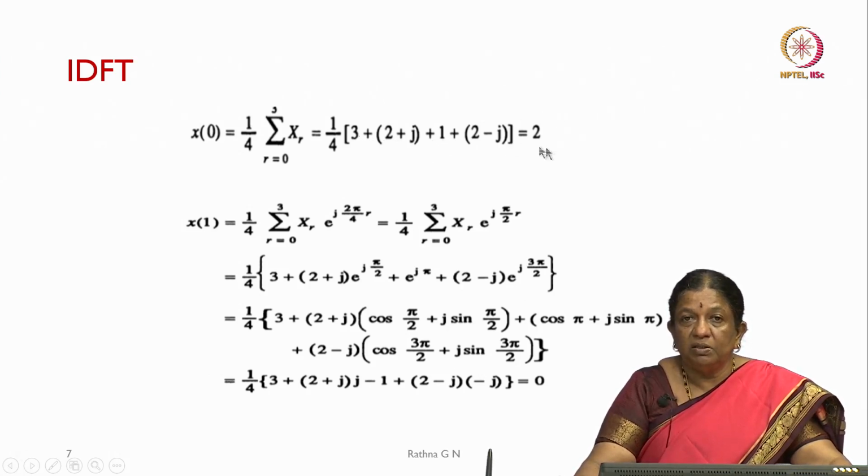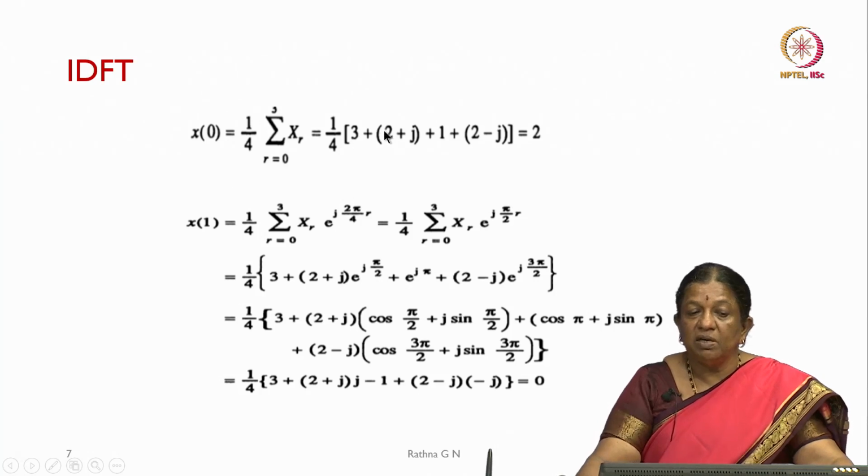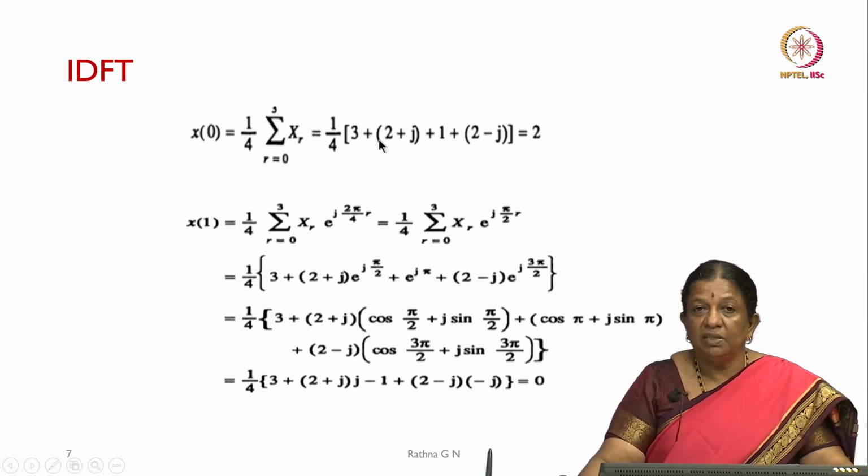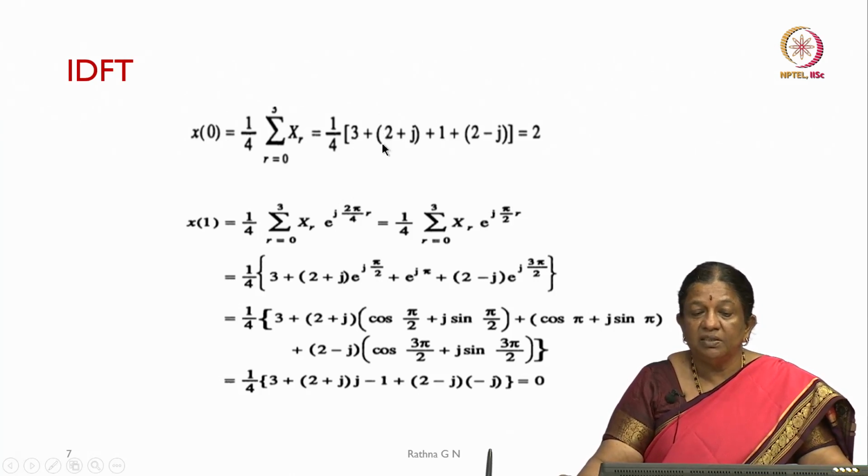So, you are already seeing that we have got back our original signal 2, that is the first sample. So, this is going to be 3 plus 1, 4, divided by 4, and here you can see that this is 2 plus 2, which is 4.